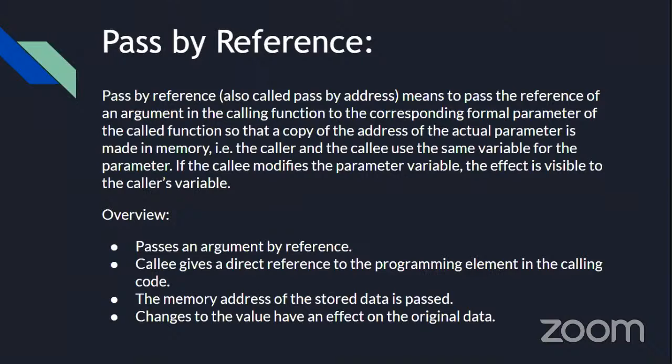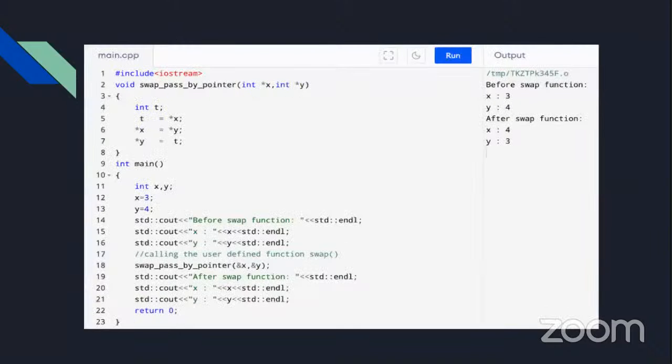What is the difference between pass by pointer and pass by value? Is pass by pointer also pass by value? Sir, basically, when we pass by pointer, the address of x is copied into x, and the address of y is copied into y. So we are now dereferencing these addresses, using the same variable for x and y.